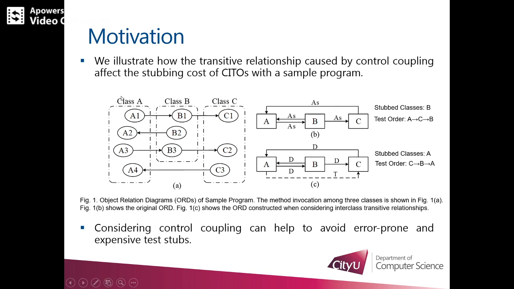In Figure 1, Class A depends on Class B, and Class B depends on Class C. The relationship between Class A and Class C can be established through Class B. Such a relationship is called the transitive relationship. The object relation diagram is constructed in Figure 1b, while Figure 1c shows the object relation diagram constructed when considering interclass transitive relationships. But the solutions generated by the same algorithm for the two situations are totally different. Considering control coupling can help to avoid error-prone and expensive test steps.